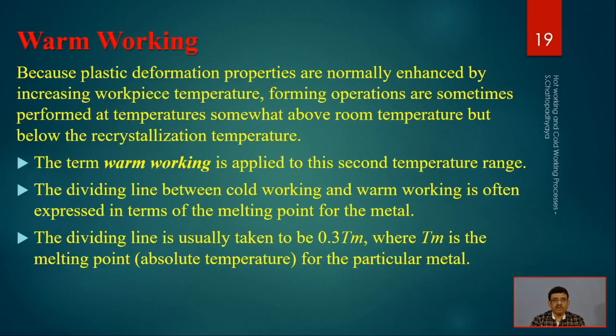Then warm working. Because plastic deformation properties are normally enhanced by increasing the temperature a little bit, forming operations are sometimes performed at a temperature somewhat above room temperature, because temperature will lower the yield strength. But below the recrystallization temperature, beyond it there are some issues, so one can compromise with that. Warm working is applied to the temperature range between room temperature and below recrystallization. The dividing line between cold working and warm working is often expressed in terms of the melting point, a very important property of those materials, and is usually taken to be 0.3 Tm, where Tm is the melting point in absolute temperature of the particular metal. So within 30% of the melting point in absolute temperature will be warm working.